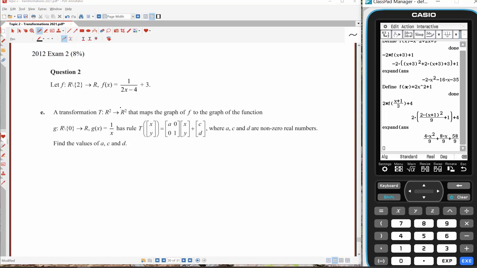Okay, transformation that maps, that has this rule here. So it's got a, well, maybe not a dilation factor 2 from the y-axis. Okay, so find the values of A, C, D.